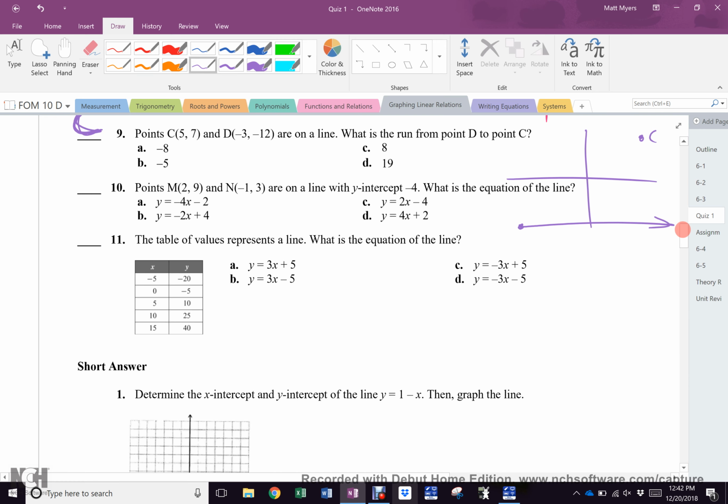Number 10. C. It is, of course, C. Did you even need to do any work? No, because only one of them had a y-intercept of -4.